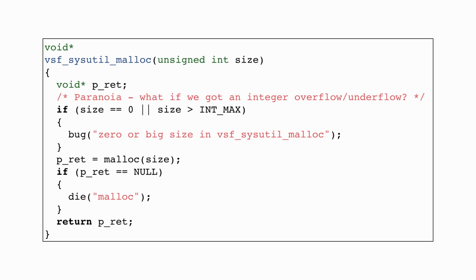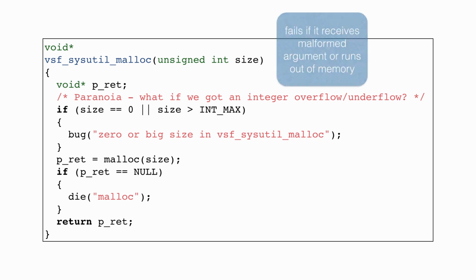VSFTPD's solution to this problem is to wrap system calls and make sure that the error checking happens in the wrapper so that clients can't forget to do it. Here we see that the size argument is checked. It should not be greater than the maximum integer, and it should not be 0. On the other hand, we also check that malloc does not return null, and if so, we kill the program immediately. As such, this routine is going to fail if it receives malformed arguments or runs out of memory.